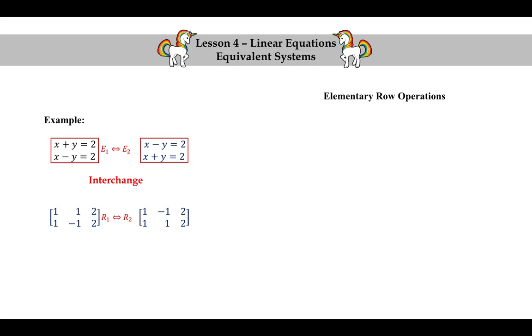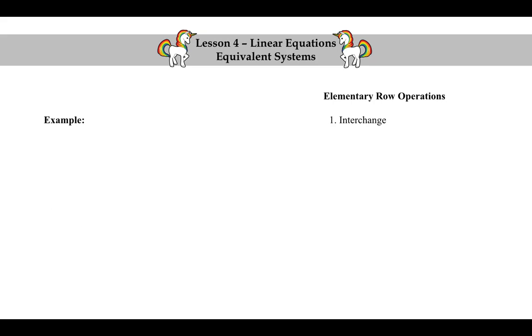and we get 1, negative 1, 2, 1, 1, 2 as our new augmented matrix after we do that row interchange. Notice that the linear system corresponding to this augmented matrix is the one on the upper right there, x minus y equals 2, x plus y equals 2. Okay, so this is a row interchange operation. This is our first elementary row operation.